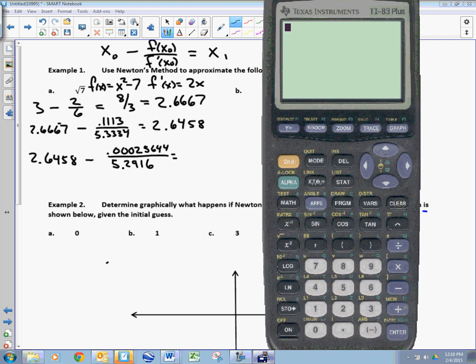So if I do that, 2.6458 minus 0.1232564 divided by 5.2916, and I get 2.6457. The 5 rounds it up to 8. So we did get what we had before.